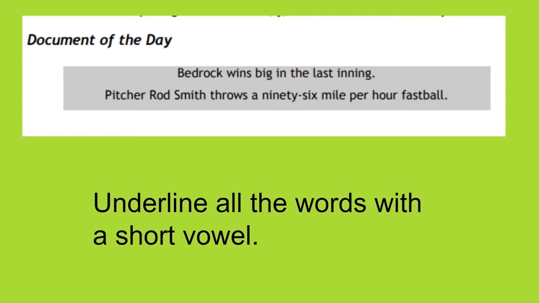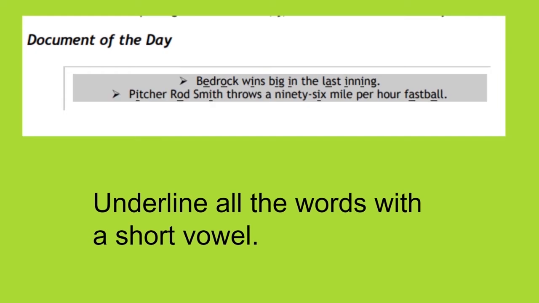All right. This document of the day reads, Bedrock wins big in the last inning. Pitcher Rod Smith throws a 96-mile-per-hour fastball. Most of the vowels here are going to be short vowels, right? Here's the answer. These are all of the vowels that make a short vowel sound, right? Some of them have some special rules. Like this one looks like it should be a CVC, but it's not. It's a special rule. We're going to talk about that. It doesn't make the short vowel, it makes an ER. The E and the R work together to make a different sort of sound.